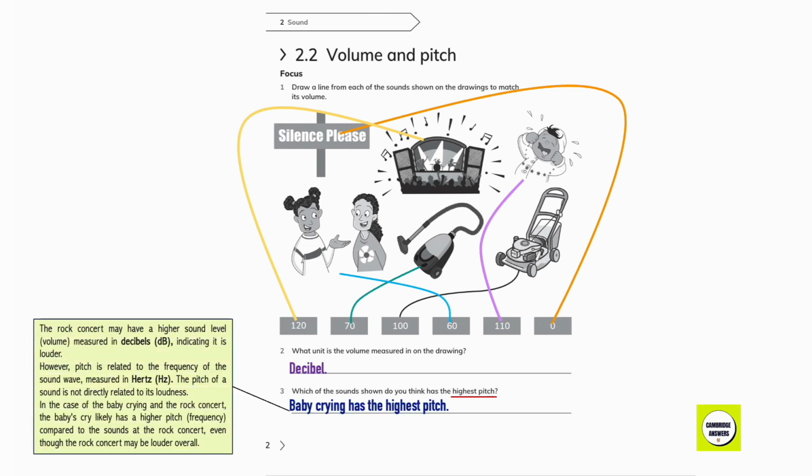The rock concert may have a higher sound level, measured in decibels, indicating it is louder. However, pitch is related to the frequency of the sound wave, measured in hertz. The pitch of a sound is not directly related to its loudness. In the case of the baby crying and the rock concert, the baby's cry likely has a higher pitch compared to the sounds at the rock concert, even though the rock concert may be louder overall.